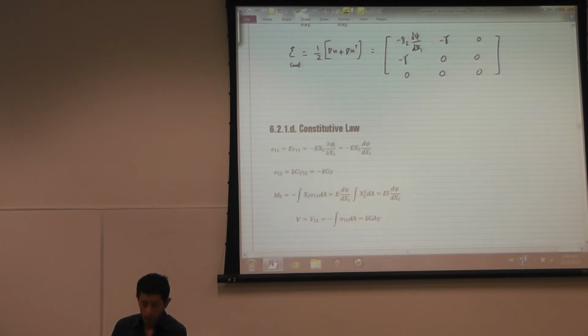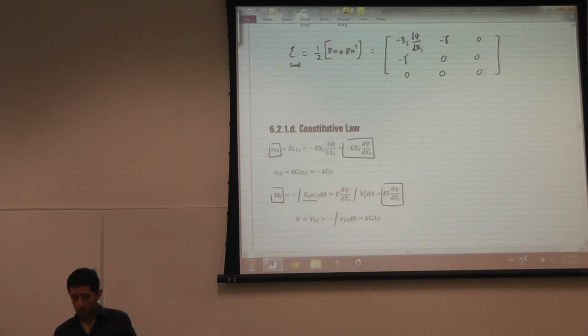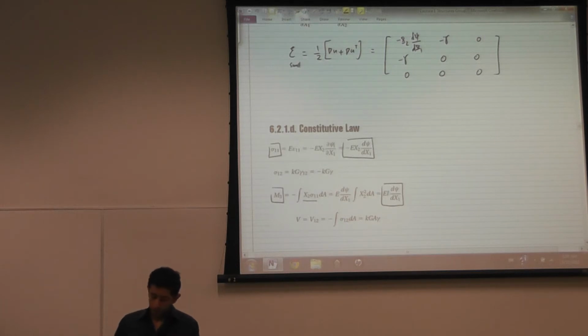Similar to what we did for the other Bernoulli beam, sigma 11 is equal to negative E epsilon 11. Epsilon 11 is equal to negative x2 dpsi by dx1. So sigma 11 is equal to negative E x2 dpsi by dx1. When I integrate sigma 11 to find the moment acting on the cross section, I get this famous equation. M3 is equal to EI dpsi by dx1, where psi is the cross section rotation. Now, the shear is assumed to be equal to negative gamma on the whole cross section.